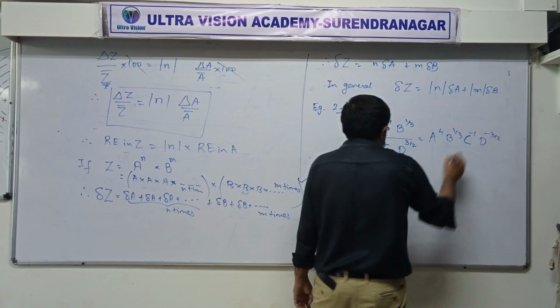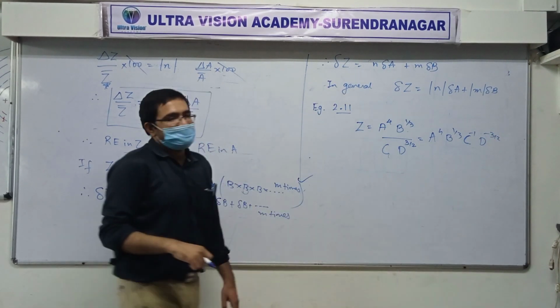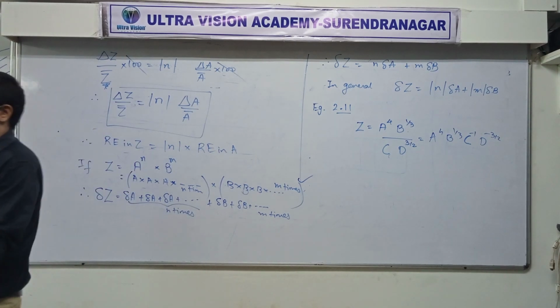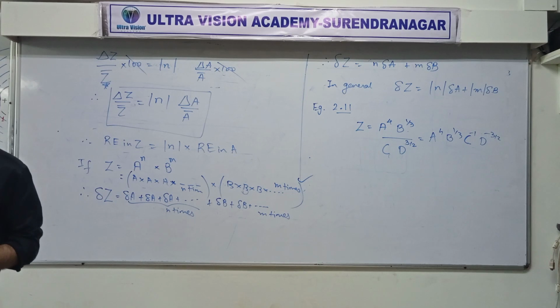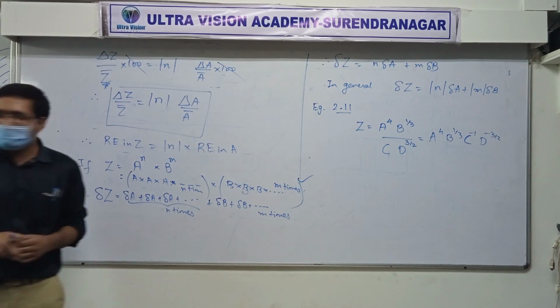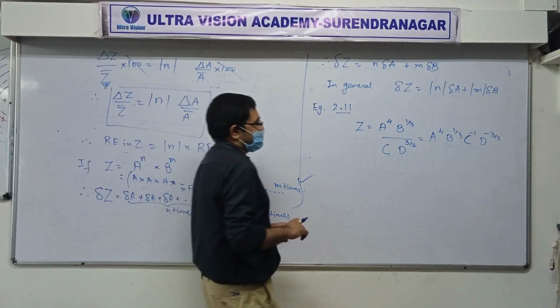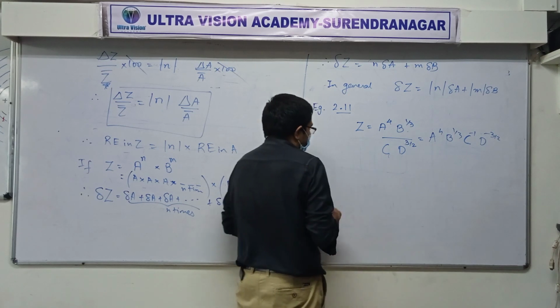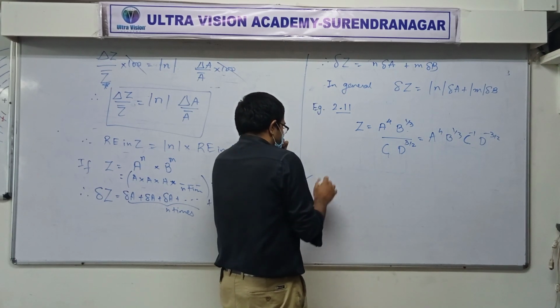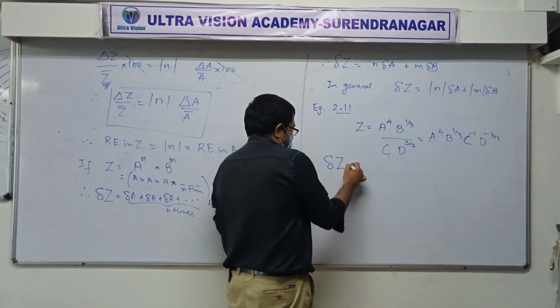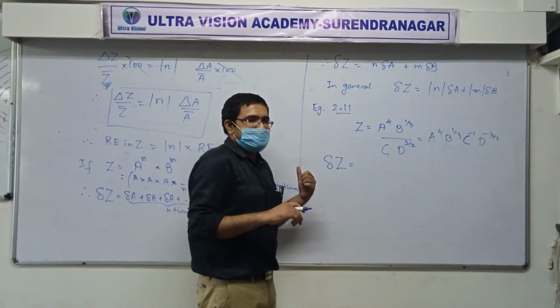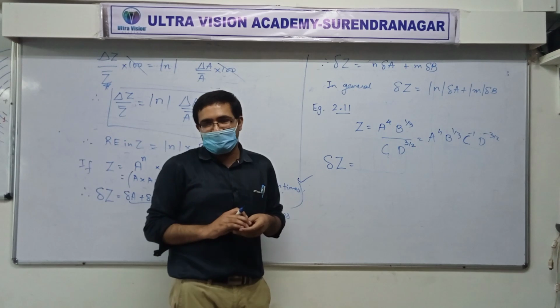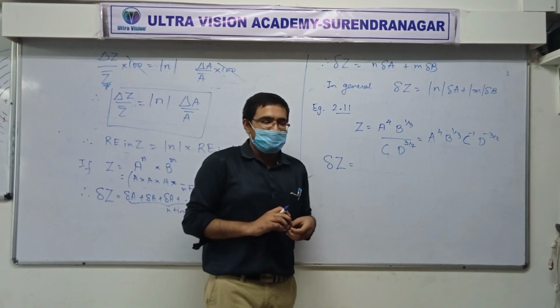Is this clear first of all? Yes or no? Yes. So a raised to 4, b raised to 1 by 3, c raised to minus 1 and d raised to minus 3 by 2, using the rules for power. Okay. Now, time for error. So you can always write the del z formula like we have been doing. Just to verify that you all have learned, I'll ask you to do it.